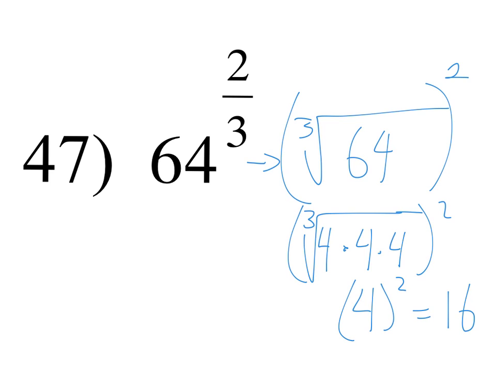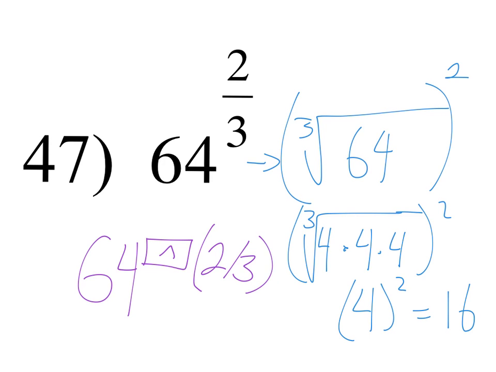This happens to be a calculator active test, which means, to be honest, it's kind of a dumb question. Because if you were to type 64, and then whatever button gives you exponents on a TI, that's the caret button, parentheses, 2 divided by 3, close parentheses, it will give you 16 as the answer. Just saying.